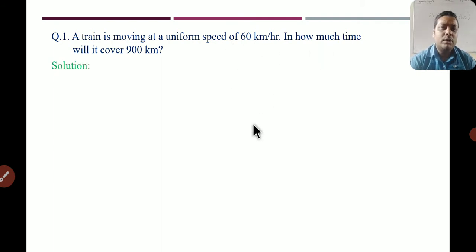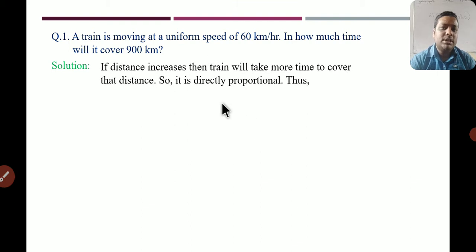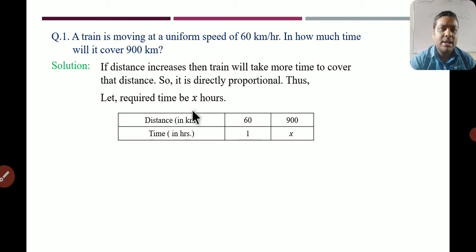So at first what we will do? At first you can see that the distance increases, because you can see 60 kilometer, then here 900 kilometer. If the distance increases, then the train will take more time to cover the distance. So it increases and more, it means it will be directly proportional. Now we can say let the required time be x hours. Now we will draw a table. When the distance is 60, it will take 1 hour. If the distance is 900, then what will be the time?